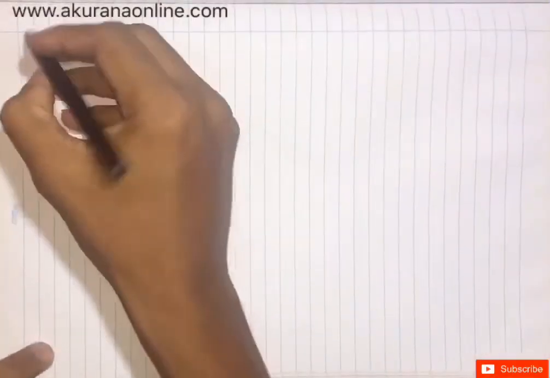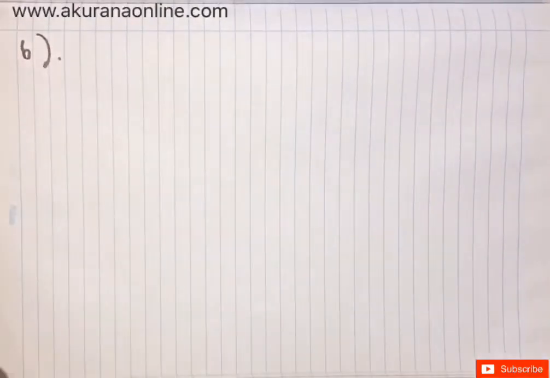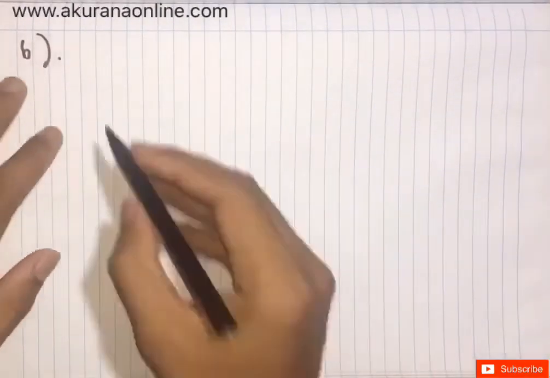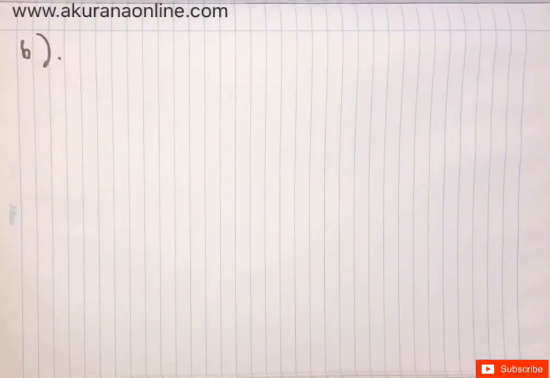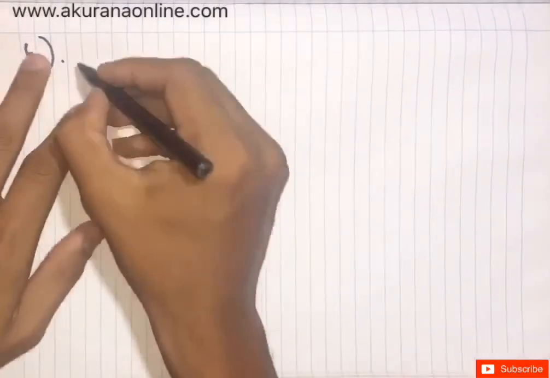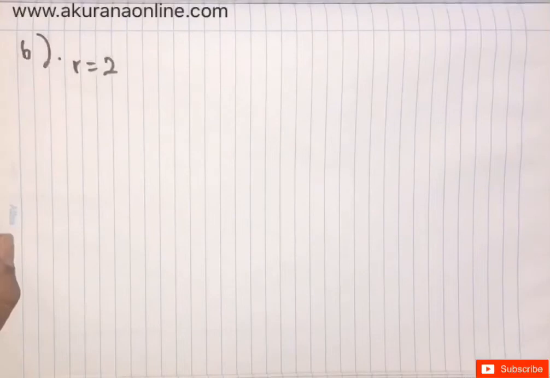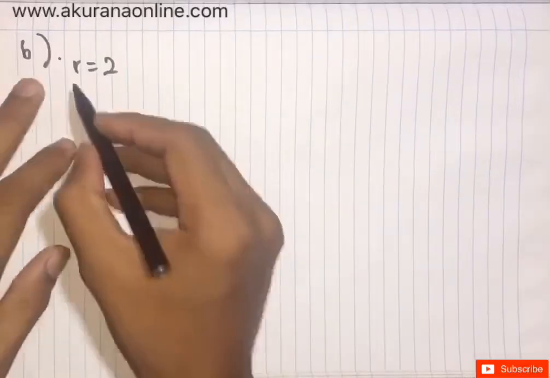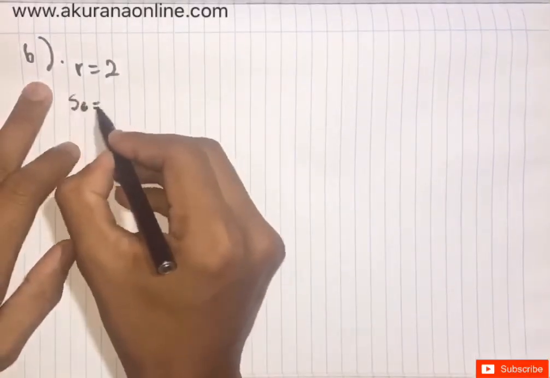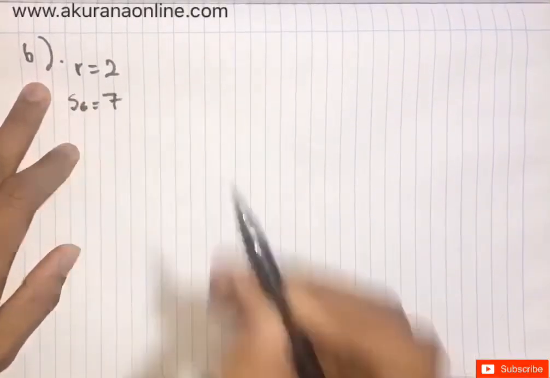Now let us check the B part of the 7th question. It's about geometric progression. Here the common ratio of a geometric progression is 2. Therefore common ratio r is equal to 2. And the sum of its first 6 terms is equal to 7. They have said the sum of 6 terms is equal to 7.